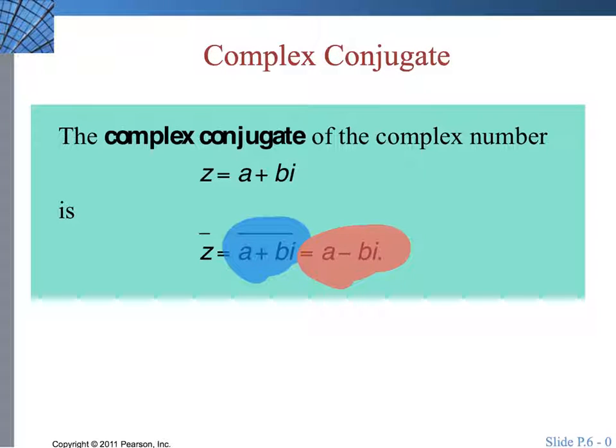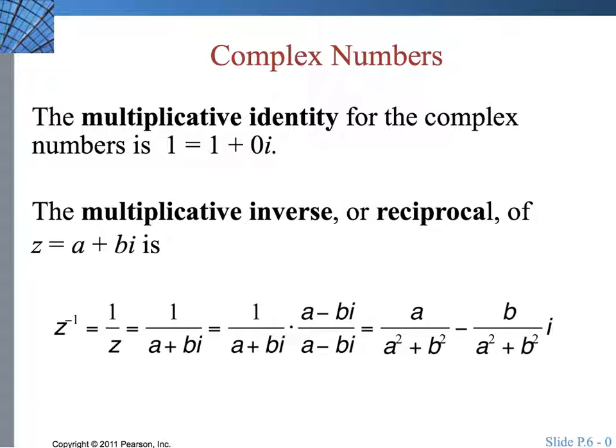Notice the real part stays the same, a and a. What changes is the imaginary part. It went from b to negative b. So the number is staying very much the same. The only thing that is changing is the imaginary part changes from a positive to a negative or a negative to a positive. The nice thing about conjugates is when you multiply them, it becomes a real number.